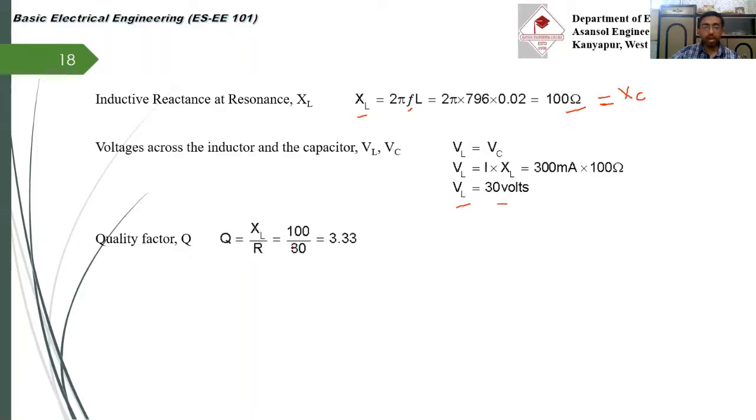Okay, so what is the quality factor? Quality factor is the ratio of the inductive reactance to the resistance. So 100 by 30, that is 3.33.